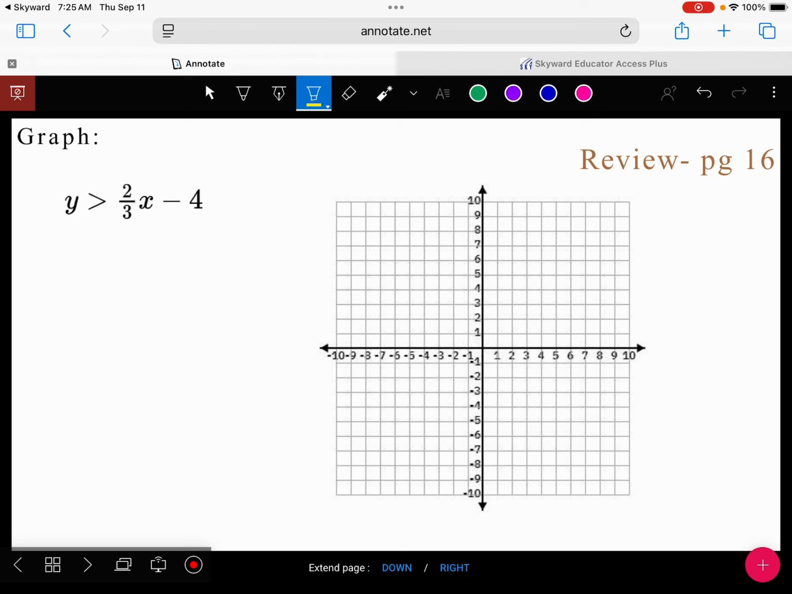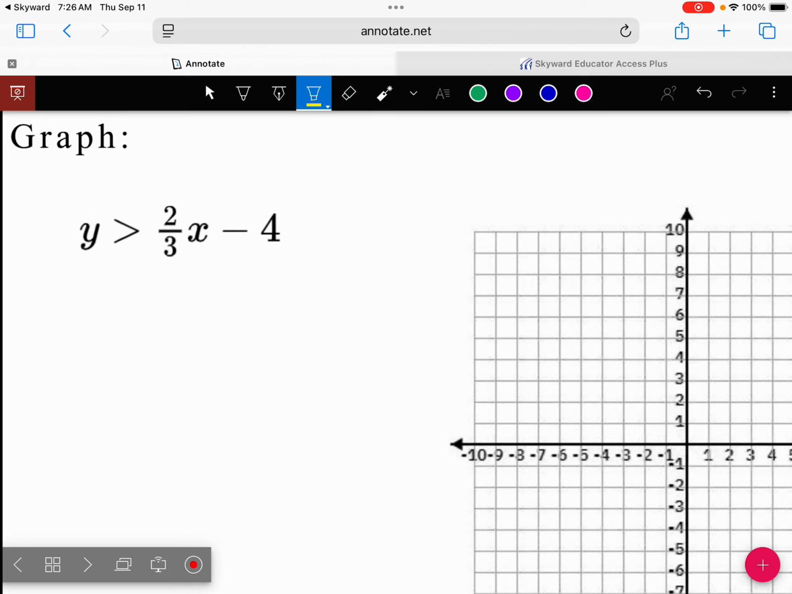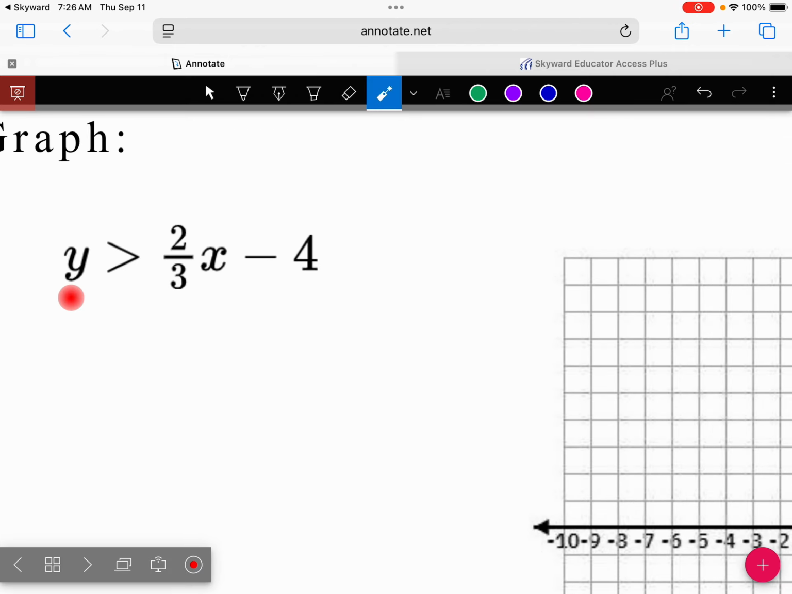All right. So we're going to remember how to graph these inequalities. We've done them before. It's been a minute, but it's a thing. So how do we graph something like this?